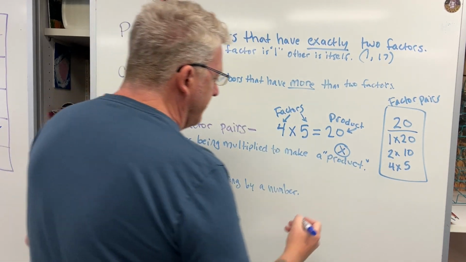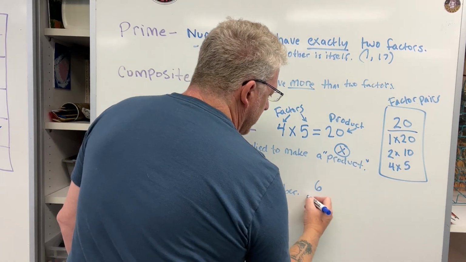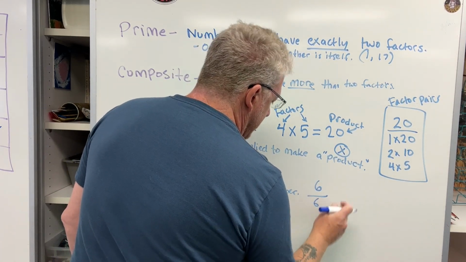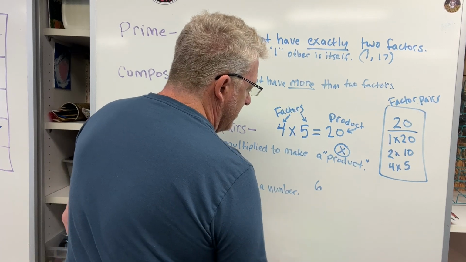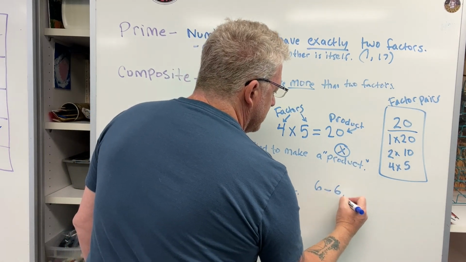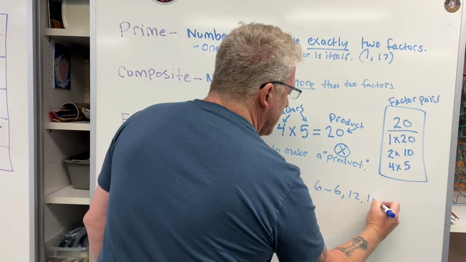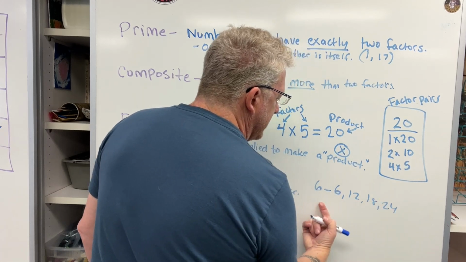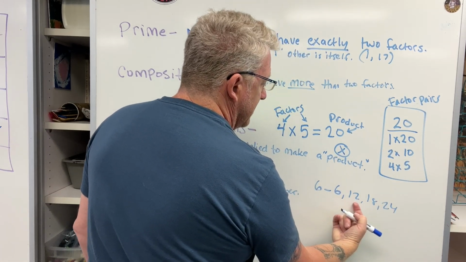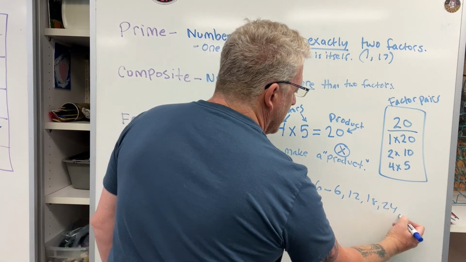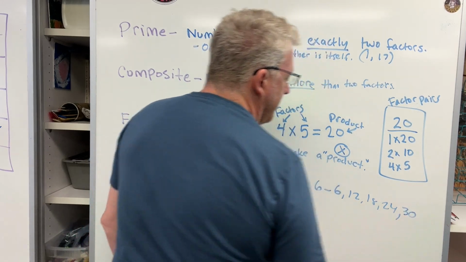Counting by a number. So if I were giving you 6, the multiples of 6 might be 6. Here, I'll write them horizontally. 6, 12, 18, 24. If I'm counting by 6s, 6 times 1, 6 times 2, 6 times 3, 6 times 4, 6 times 5, right?